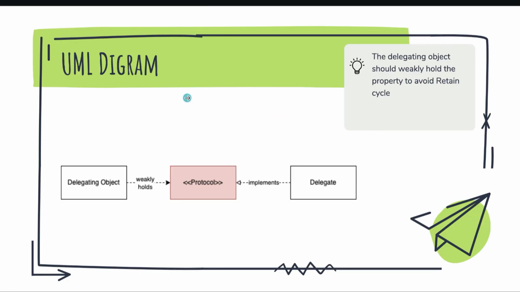Basically, the delegation pattern consists of three parts. First is the delegating object, which is an object that has a delegate, and the delegate is usually held as a weak property to avoid a retain cycle. The second part is the protocol, which is the delegate protocol, where we define the methods that may or should be implemented. And the third part is the delegate itself, which is the helper object that implements the delegate protocol.